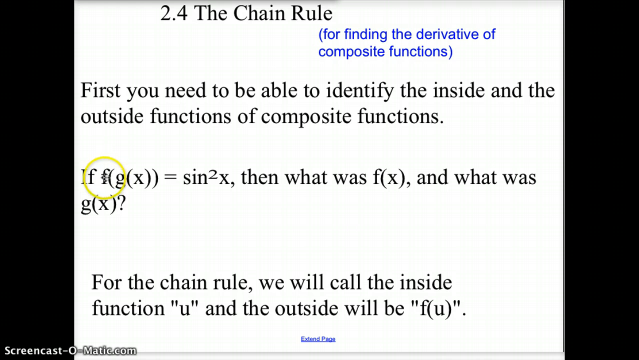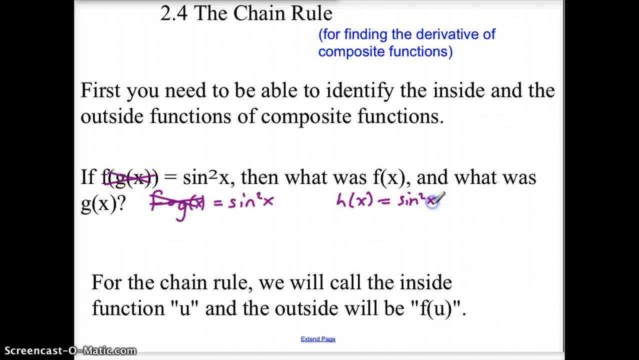To remember, the notation for composite functions is f of g of x, with a little o, f ∘ g of x. In our calculus book, we're not going to have the clue that it's a composite function by using this notation. We'll have h of x equals sine squared x. And we're going to have to know what the outside function is. We'll call it f of x here.